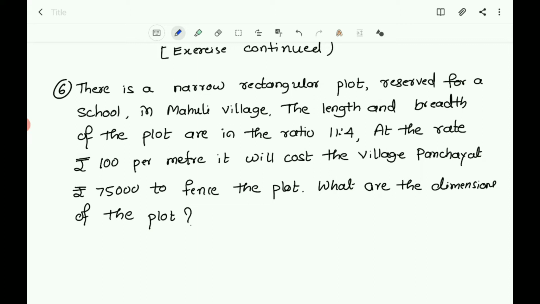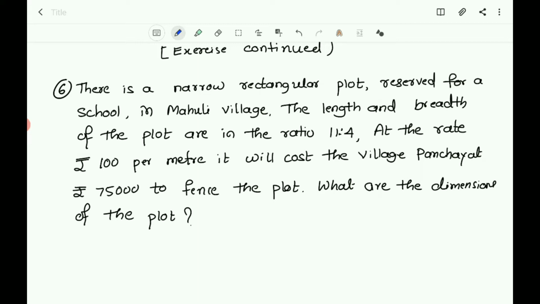The length and breadth of the plot are in the ratio 11:4. At the rate of rupees 100 per meter, it will cost the village panchayat rupees 75,000 to fence the plot. What are the dimensions of the plot?